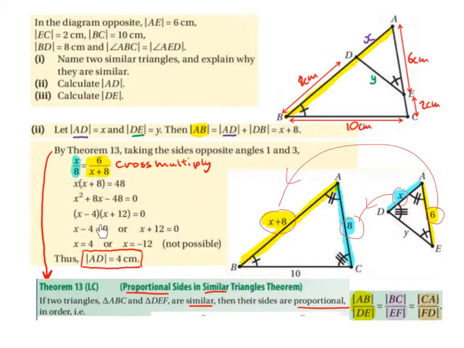X minus 4 equals 0, so x is 4. X plus 12 is equal to 0, so x is equal to minus 12. Now x cannot be equal to minus 12. It's not possible to have a negative length. So x must be 4. Thus, the distance from A to D is 4 centimetres.